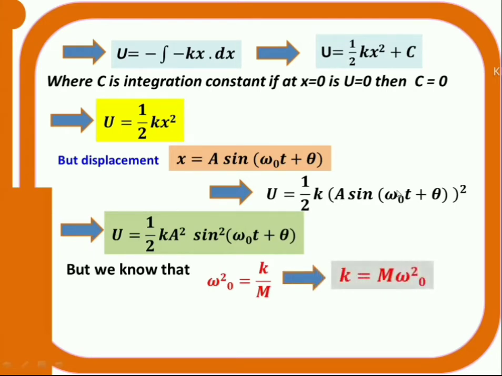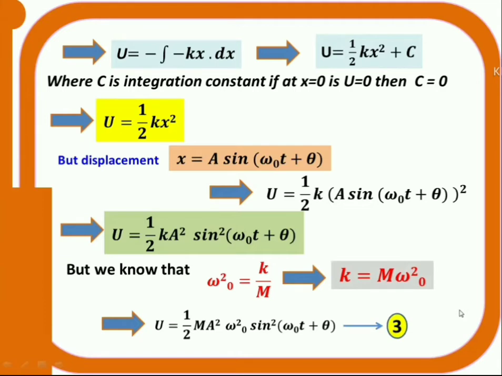That implies, bring m this side. Now write that equation for k: k is equal to m omega naught square. Substitute the value of k in the above equation for U. Now U is equal to half, k means m omega naught square, a square sin square(omega naught t plus theta). This is the potential energy, equation 3.